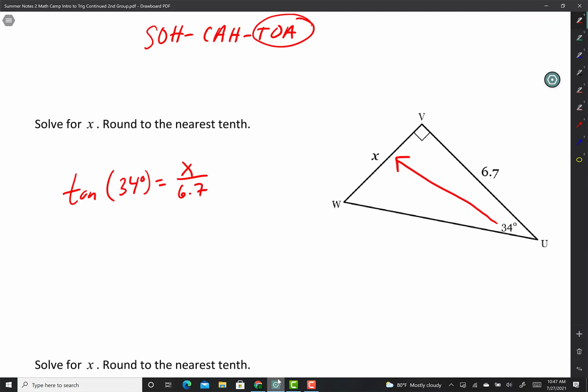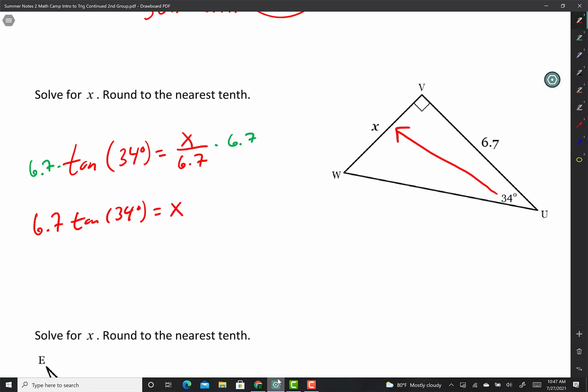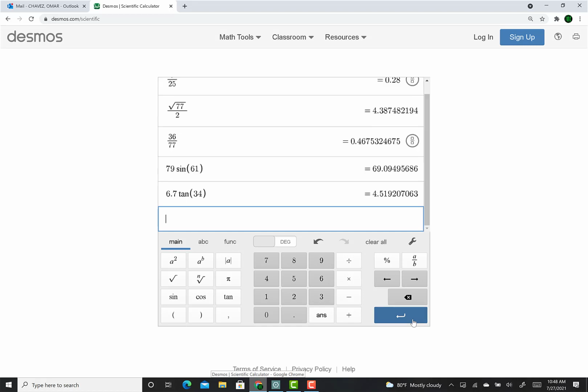I'm going to multiply by 6.7, times 6.7, times 6.7. Whatever you do to one side, you do to the other. 6.7 tan of 34 degrees will give me my x value. I go to my calculator and I just type that in. 6.7 tan. I already forgot the degree. What was the degree? 34. And there it is, 4.51.